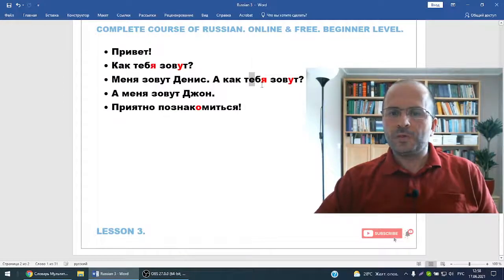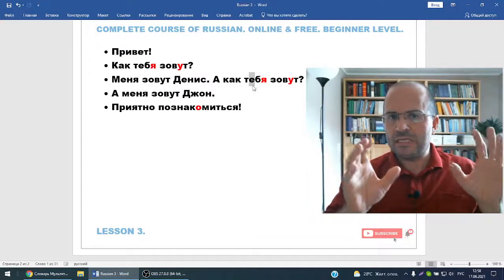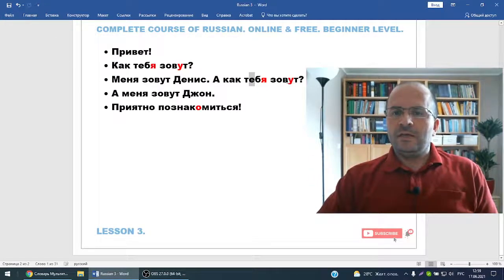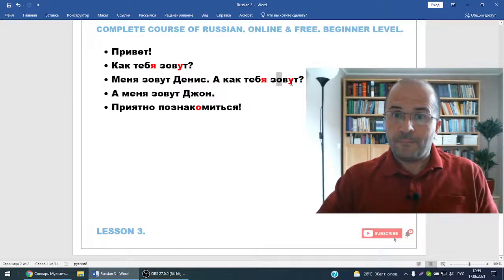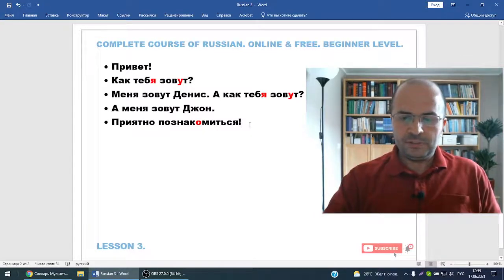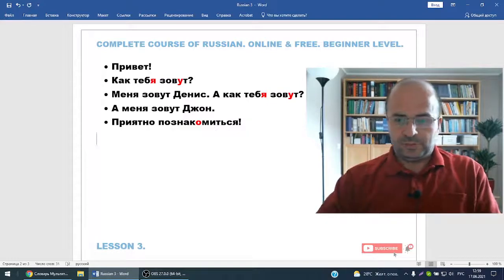ye in the word тебя is not pronounced ye, but almost e. I say almost because it is something between ye and e. It's more e, right? The vowel o in the unstressed position is pronounced a. Okay? So it's not зовут, it's зовут. Okay, right. Now, today we are going to learn the personal pronouns.